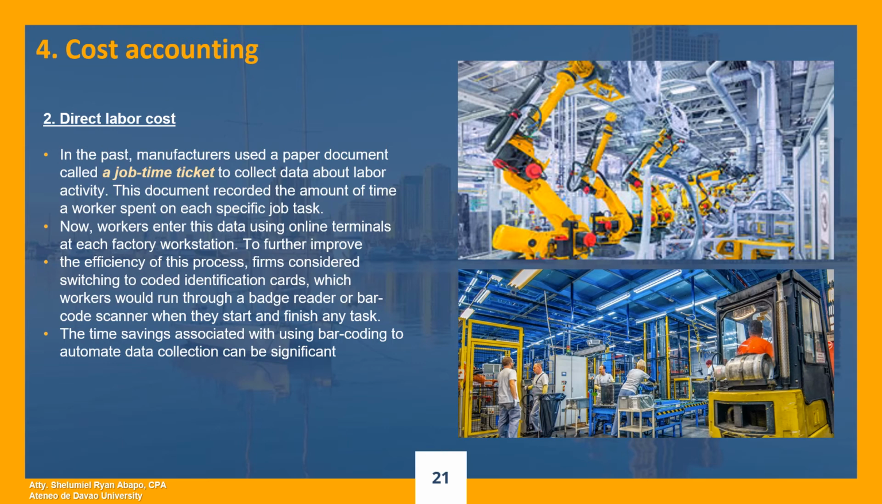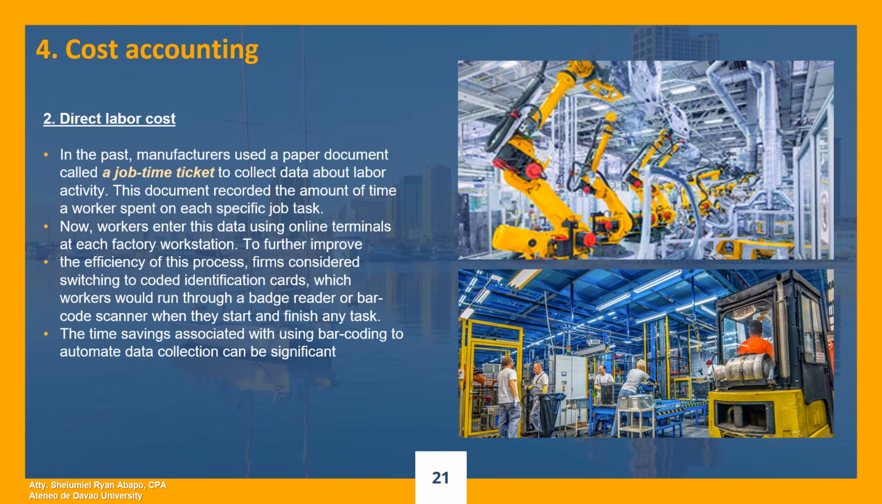Now, workers enter this data using online terminals at each factory workstation, because those are their instructions. They have to enter this data at their workstation. Now, to further improve the efficiency of this process, companies now consider switching to coded identification cards, which workers would run through a badge reader or a barcode scanner when they start and finish any task.